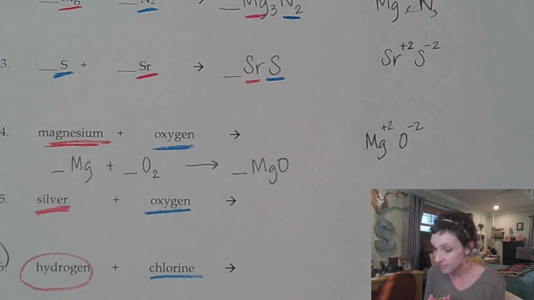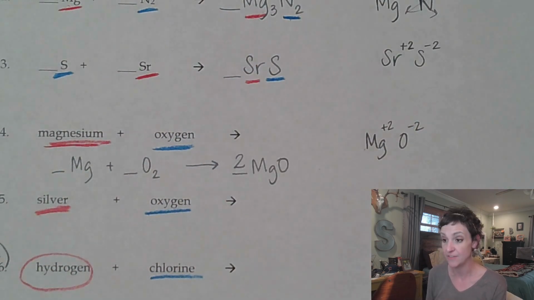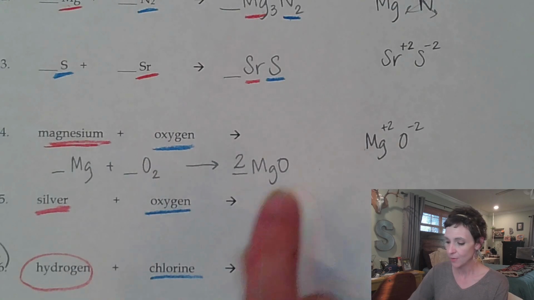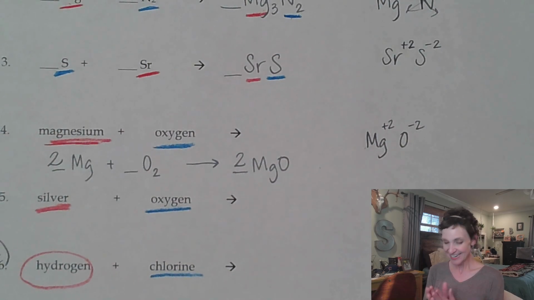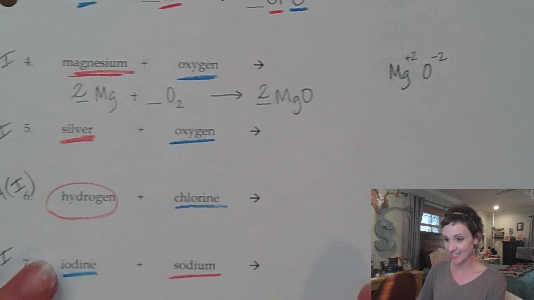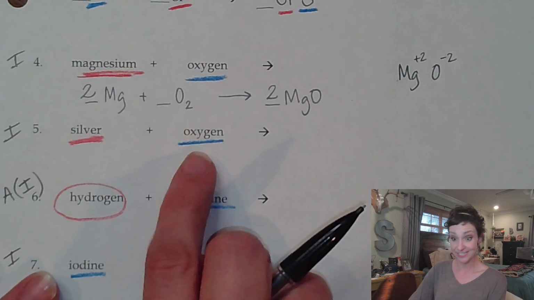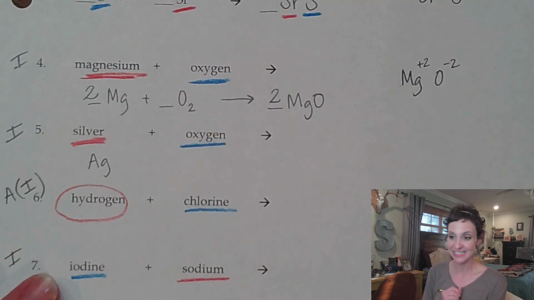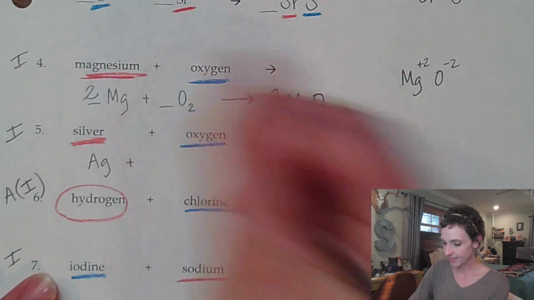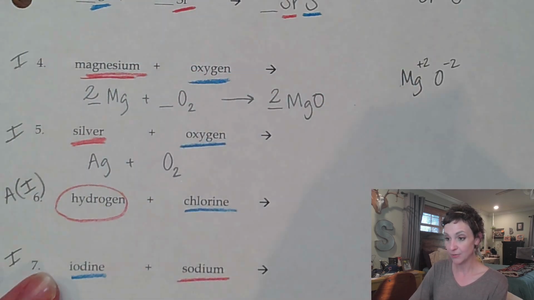Okay, so it looks like I got 2 oxygens on the reactant side, which means I need to put a 2 in front of MgO, or magnesium oxide, which then means I will need a 2 for the magnesium on the reactant side. Amazing. Okay, next up we got silver and we got oxygen. Oxygen's diatomic, but silver sure is not. So silver is Ag, and oxygen diatomic O2.